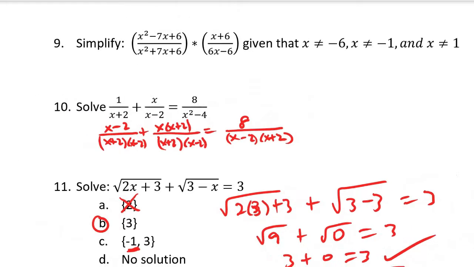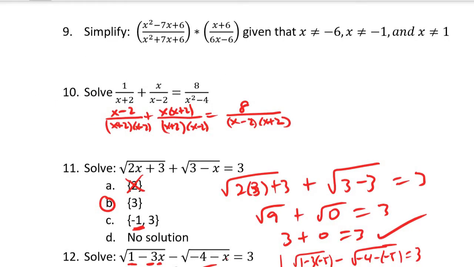So now we have the numerators set equal to each other. So x minus 2 plus x squared plus 2x equals 8. And then make a 0 out of that.